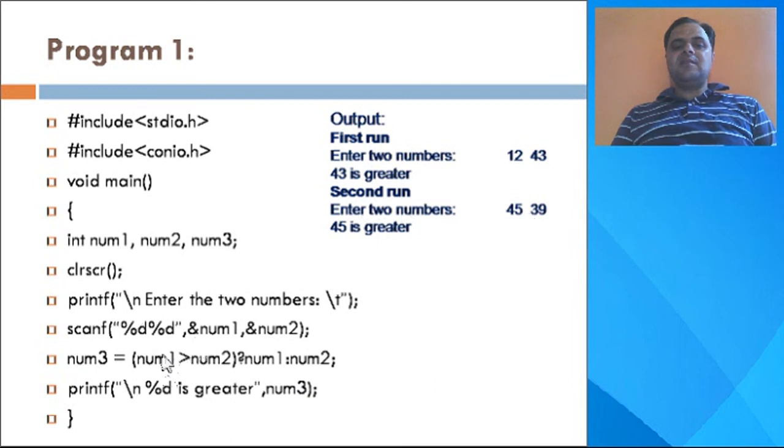In the second run, I have entered two numbers, 45 and 39. So in this case, this condition is true. So num1 is assigned to num3. So num3 is greater got printed. Num3 is 45. 45 is greater, this got printed.